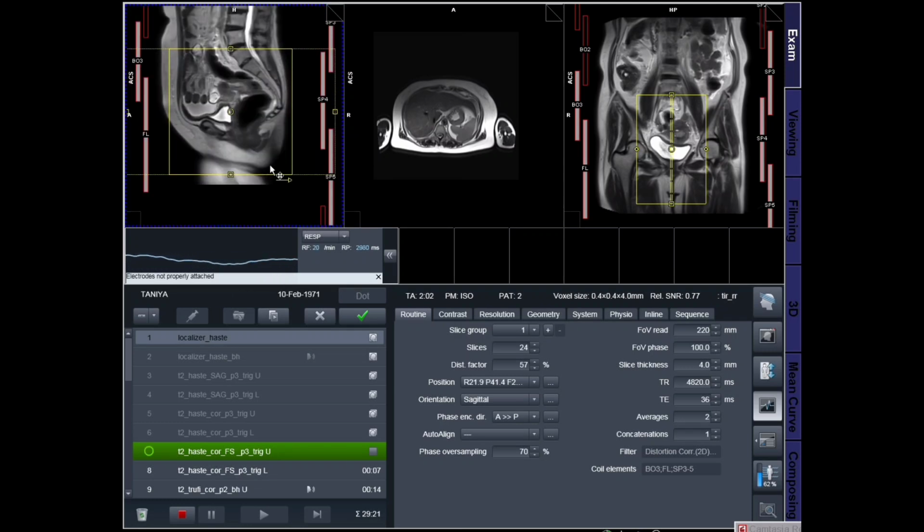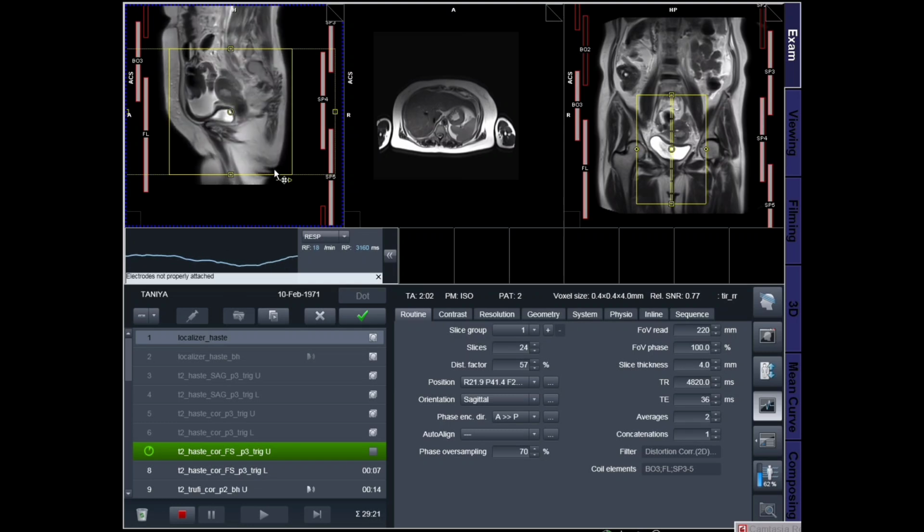Breath hold technique. To reduce motion artifacts, breath hold techniques are used. Patients are instructed to take a deep breath and hold it during image acquisition.